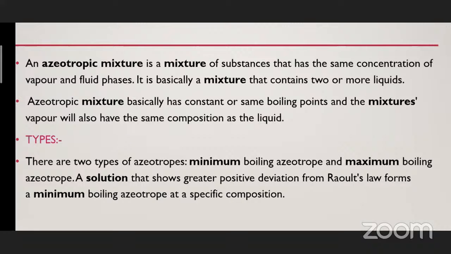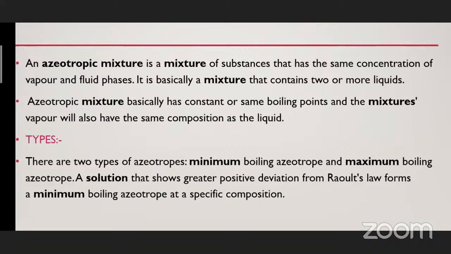Why are we getting this ethanol water mixture? Because of the fermentation of sugars. One of the methods to produce ethanol is fermentation of sugars. Whenever we carry out this fermentation process, the ethanol we get is only up to 95% pure. The remaining 5% is water. Here we are seeing the positive deviation, so it is a minimum boiling azeotrope.